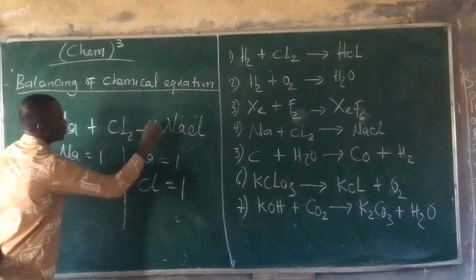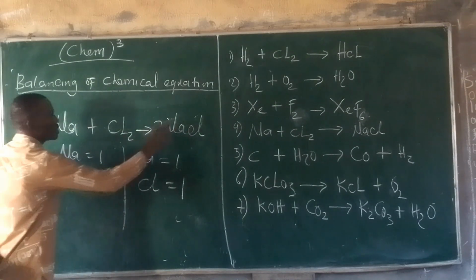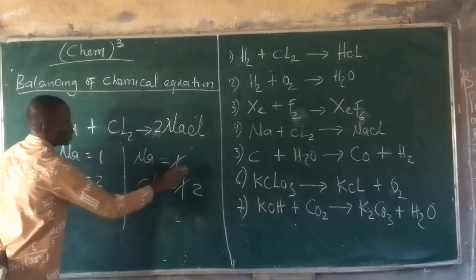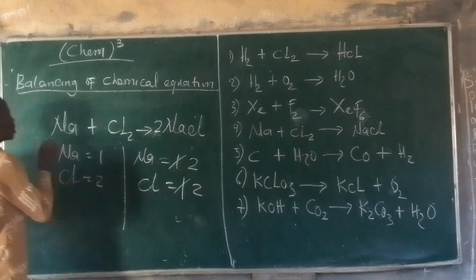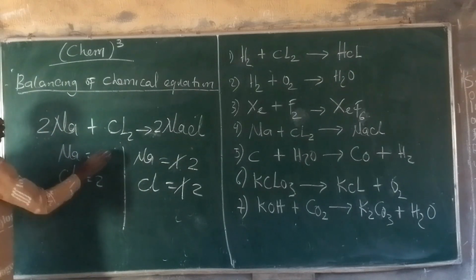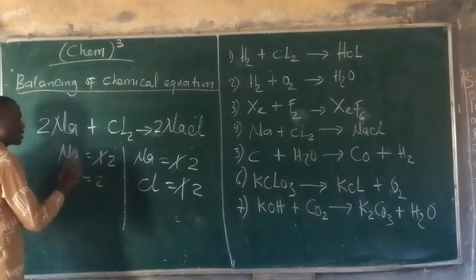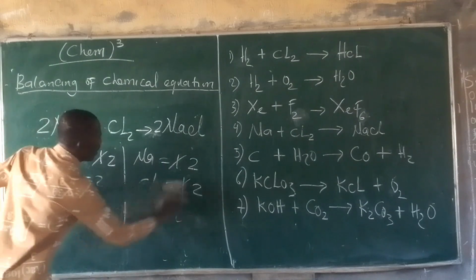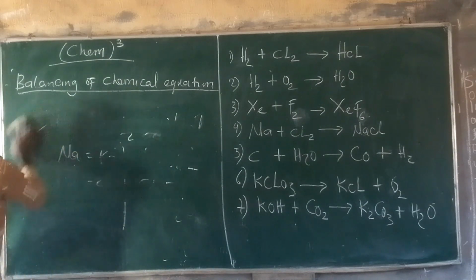If I add 2, I will have 2 times 1, that is 2. But 2 times 1 is also going to give me 2 of sodium. So what am I going to do with sodium on the right-hand side? If I put a 2 here, 2 times 1, that is 2. You can see sodium is 2, chlorine is 2, chlorine is 2. Let's get to the other equation.